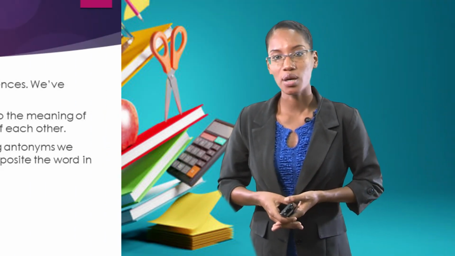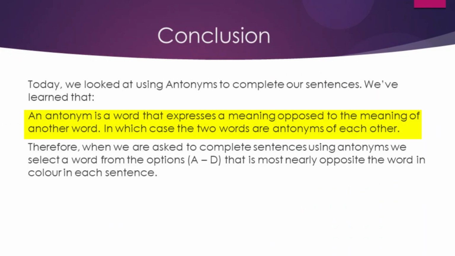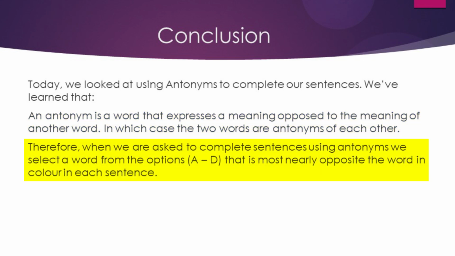Today we've looked at using antonyms to complete our sentences. We've learned that an antonym is a word that expresses a meaning opposite to the meaning of another word, in which case the two words are antonyms of each other. We were asked to complete sentences using antonyms, where we select a word from the options A to D that is most nearly opposite the word in color in each sentence.